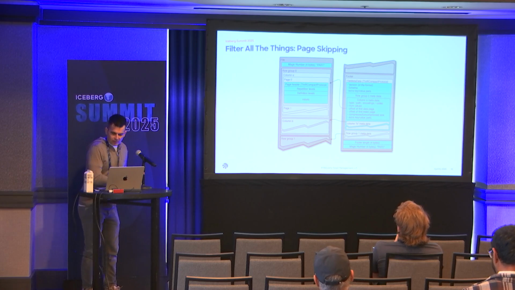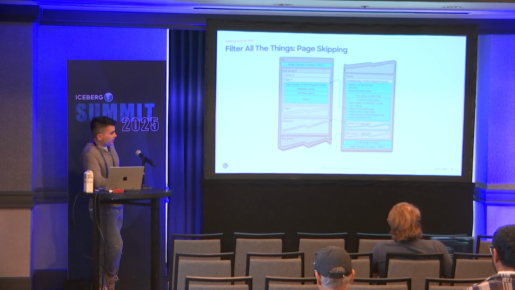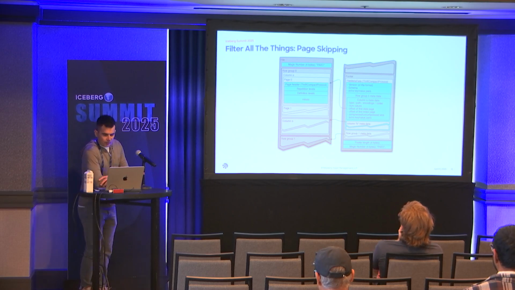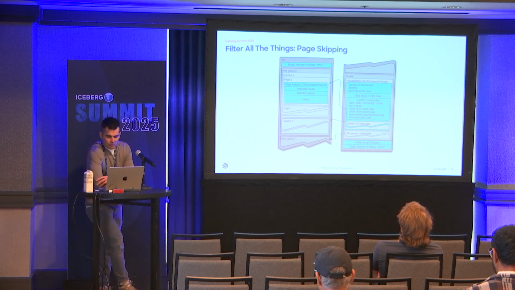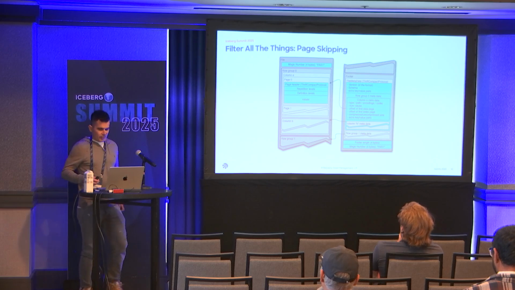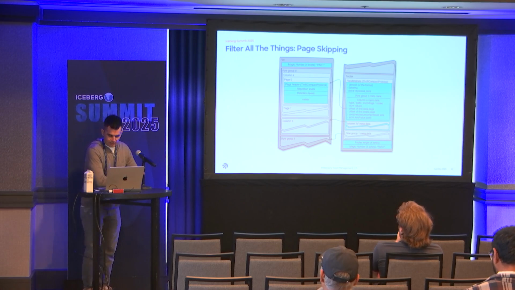So you only need to scan the pages within a row group whose statistics show that they could contain data matching the filter predicate. So I added row group skipping to Iceberg-Rust back in August, and also page skipping back in September. And Iceberg-Rust became the first of the Iceberg libraries to implement support for page skipping. So this was quite exciting for us in Iceberg-Rust to be ahead of the other Iceberg libraries.